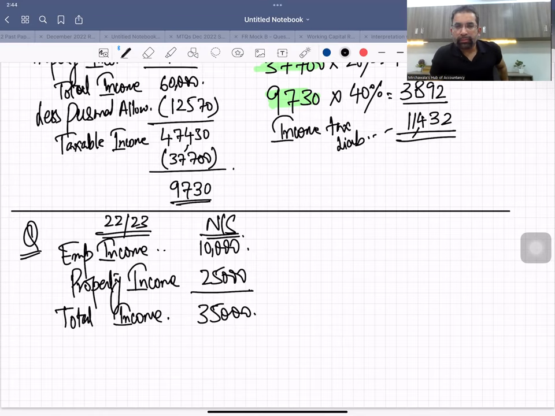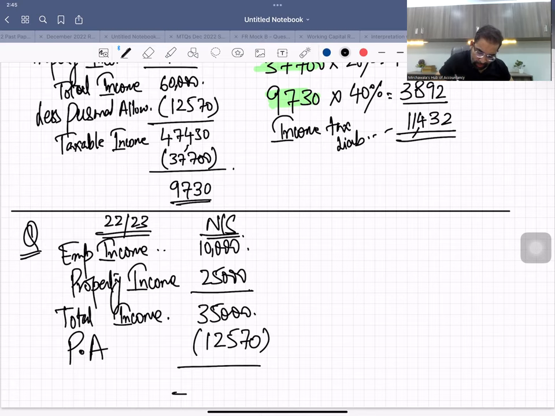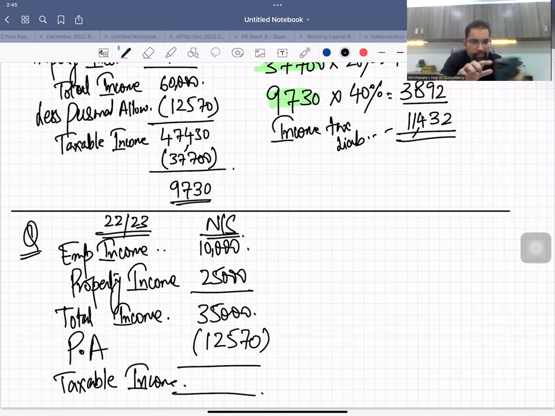In the UK, if you are an individual, for every fiscal year you will get a personal allowance. You will get one exempt amount, which is called personal allowance. So let's deduct this personal allowance. From now onwards, I'll use the shortcut P.A. for personal allowance. And this number is 12,570. Now tell me, you have a taxable income. Let's deduct it. 35 minus 12 is 23, so 22,430. Now this is a very easy question.